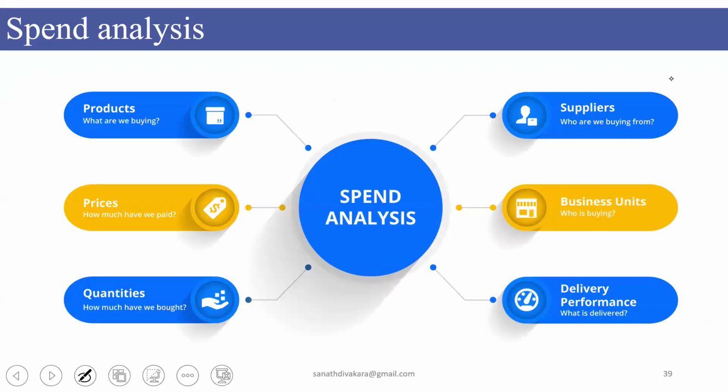the important where you generate some ideas, right? When you go through the numbers and some of the information, you will automatically generate some creative ideas, right? So then relate it to some of the strategy and try to implement it. So spend analysis, product price, quantities, then suppliers, business, delivery performance.